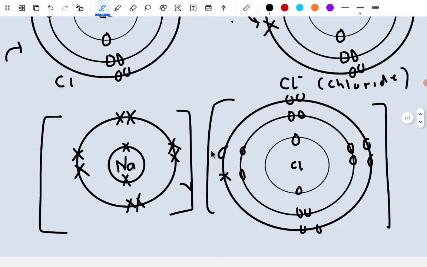So the ions now will come together because why? This sodium, remember we said the sodium now carries a positive charge, and the chloride will carry a negative charge. Now there is always an attraction between a negative and a positive, and once these two attract together, they now form sodium chloride. This is what we call sodium chloride, which is table salt. So that's how table salt is formed.